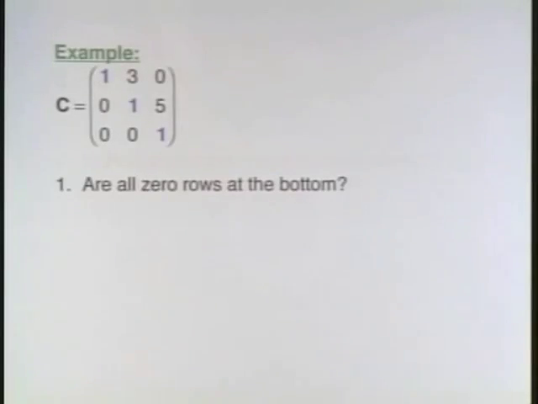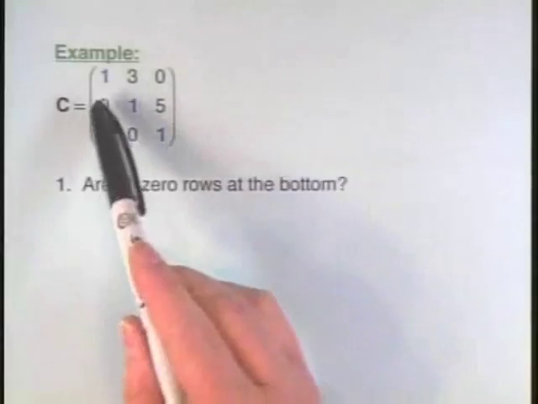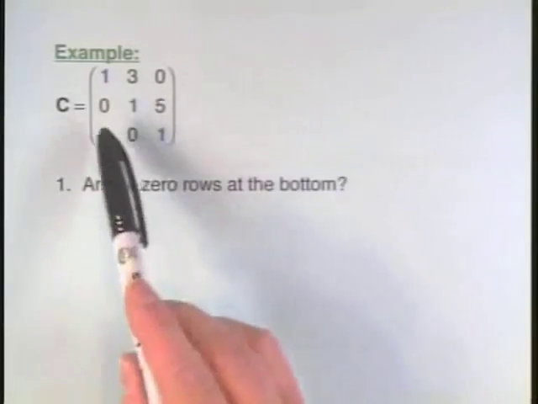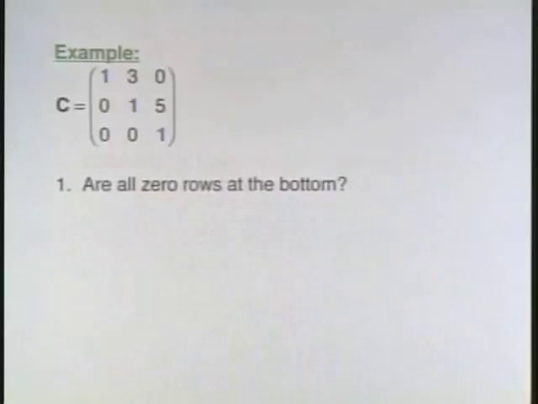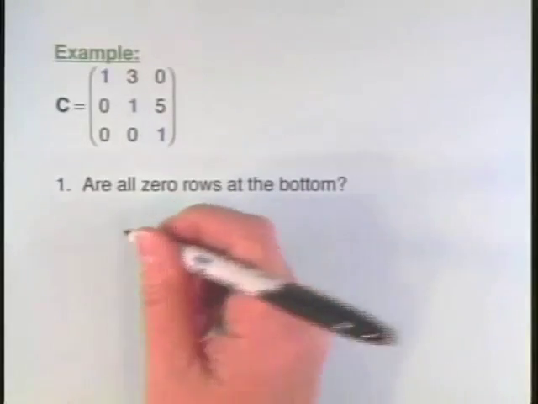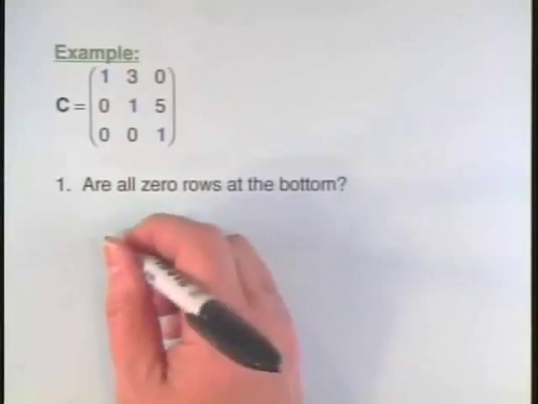C is equal to the 3 by 3 matrix with entries 1, 3, 0 in row 1, 0, 1, 5 in row 2, 0, 0, 1 in row 3. First, are all 0 rows at the bottom? By default, this is met since there are no all 0 rows.